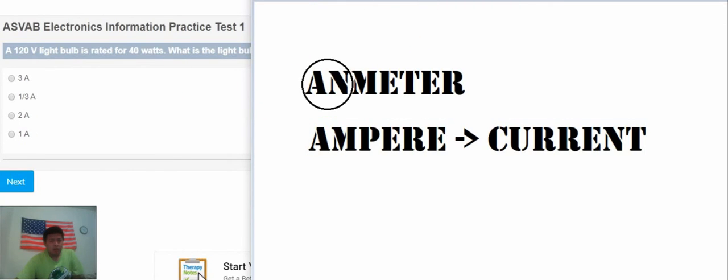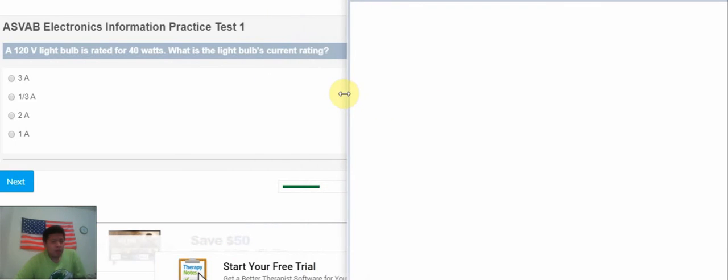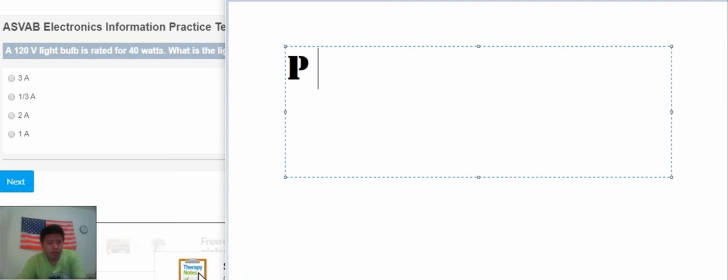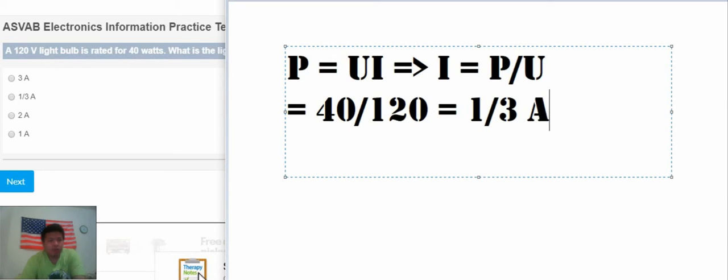The next one is about a 120 volt light bulb rated for 40 watts. What is the light bulb current rating? So in here we have P equal to U times I. The question is asking about the I. So I equals P divided by U. We have 40 divided by 120, which is about 1/3 ampere. So that's it.